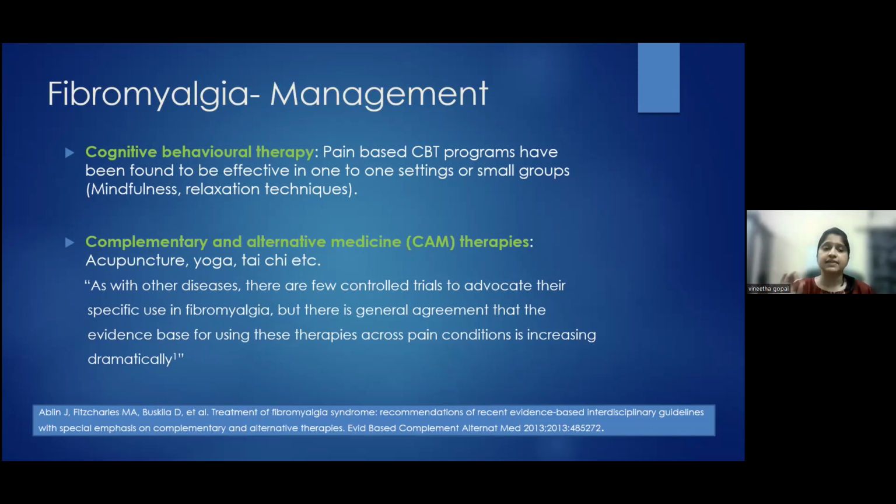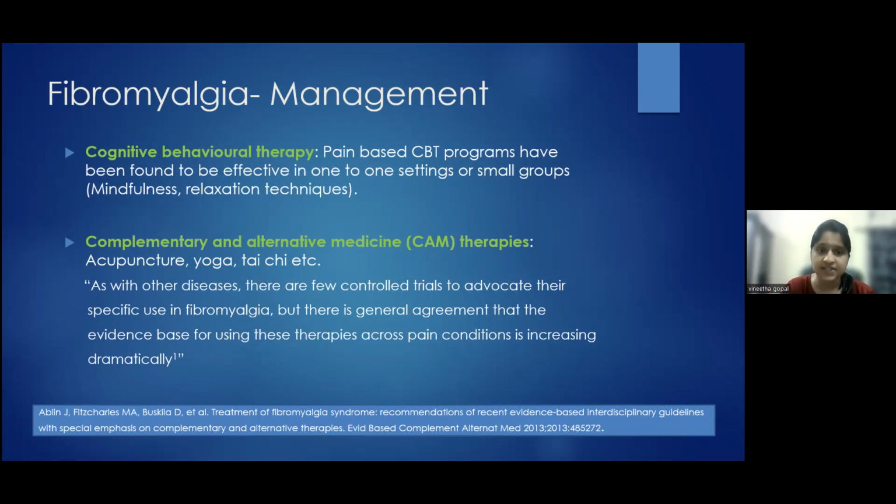Okay. And somebody was asking me, I think Dr. Vineetha was asking me this last time, what is the evidence for complementary and alternative medicine, CAM therapies, in chronic pain, like acupuncture, yoga, tai chi? So that is why I took this sentence from this guideline. They say that as with other chronic pain conditions, there are few controlled trials available to advocate their specific use in fibromyalgia, but there is general agreement that the evidence base for using these therapies across pain conditions is increasing dramatically. So over the years, these therapies are being increasingly used for treating chronic pain conditions.